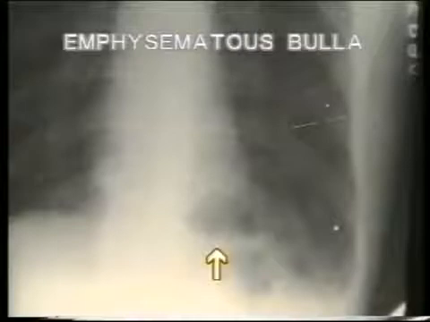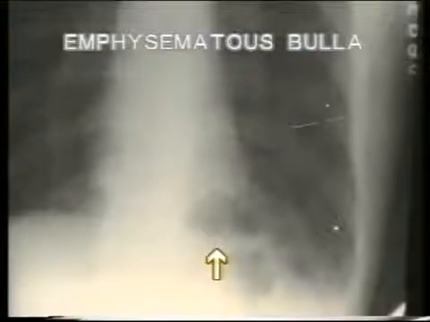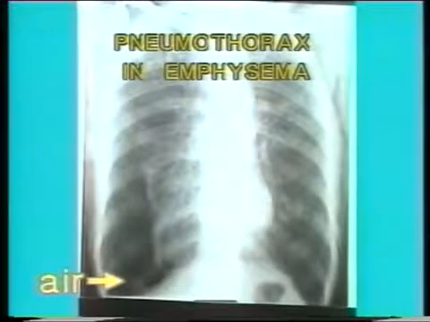This is another X-ray showing emphysematous bulla overlying the heart shadow. Large bullas may replace normal lung tissue and reduce the vital capacity of the lungs, resulting in severe breathlessness. Or the bullas may rupture, giving rise to a spontaneous pneumothorax.